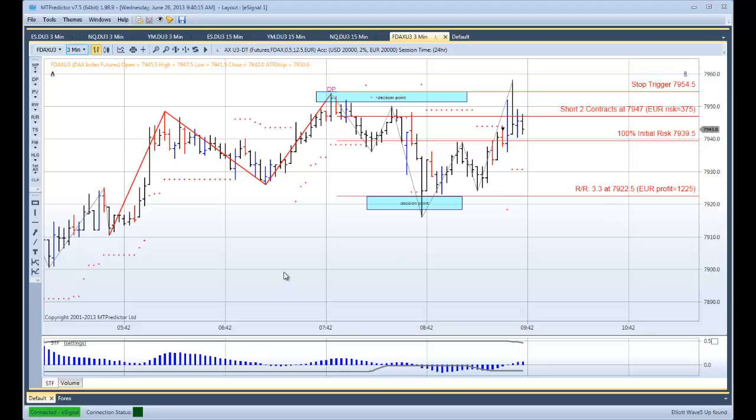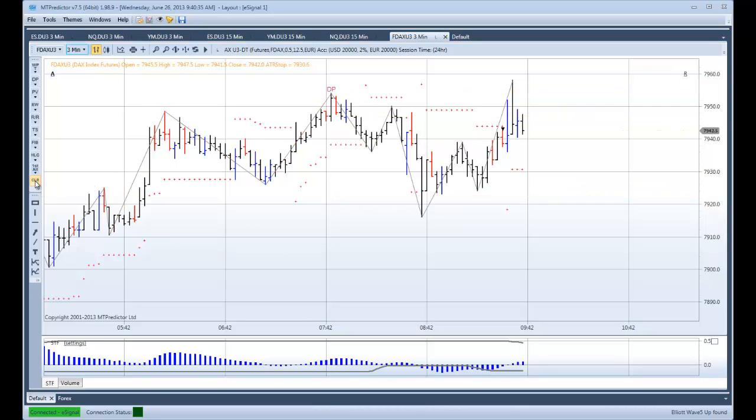So that's the topic of today's webinar, one of the two exceptions where the more experienced users, and I say more experienced, we don't suggest that anyone who's new to MTPredictor goes against the STF colour until you're a bit more experienced, but once you are, then one of the two exceptions for going against the STF colour is the end of a 5-wave sequence.